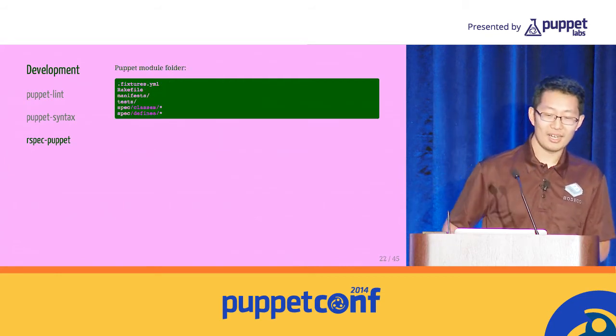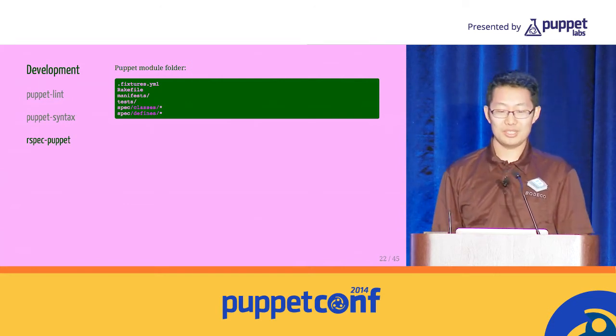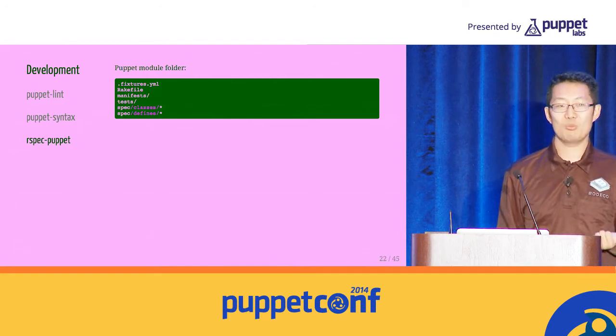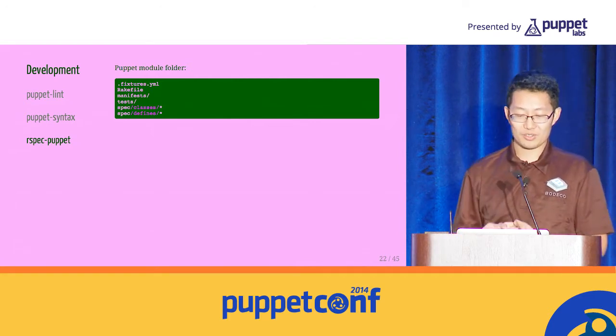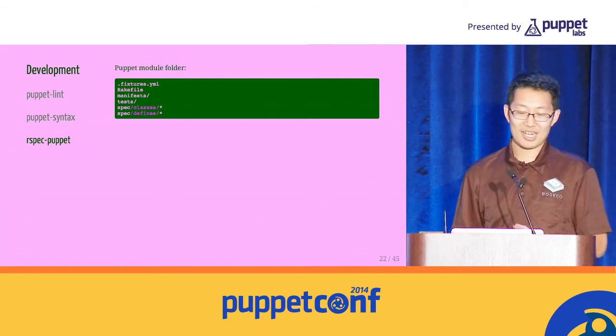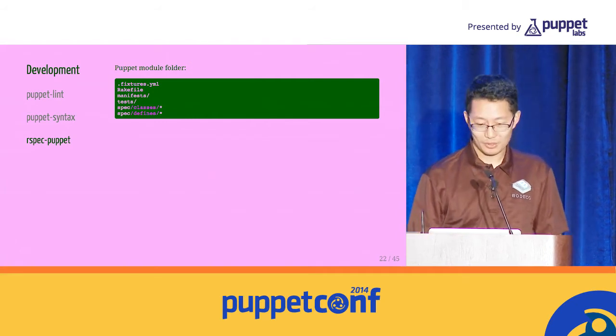So at this point, we have some additional files in your directory. In addition to the rake file that was running our testing, you have a fixtures file in your module directory, and you have a spec directory. The spec directory has a classes directory to test Puppet classes, and a defines directory to test Puppet defined types.